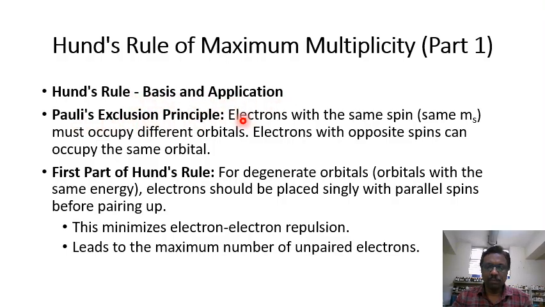Pauli's exclusion principle: electrons with the same spin, that is the same ms value, must occupy different orbitals. Electrons with opposite spins can occupy the same orbital. First part of Hund's rule: for degenerate orbitals, that is orbitals having the same energy, electrons should be placed singly with parallel spins before pairing takes place. This is according to Hund's rule. This minimizes the electron-electron repulsion, and this leads to the maximum number of unpaired electrons.